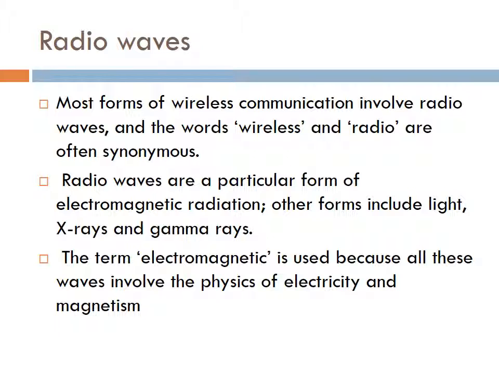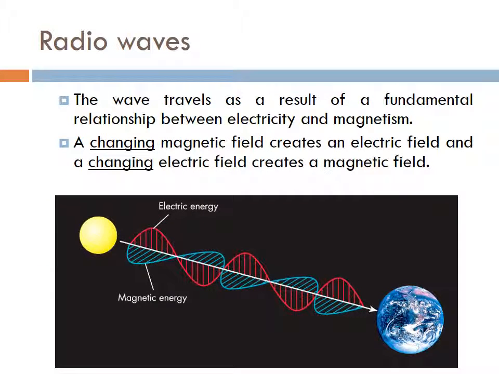So most of wireless communication involves radio waves, and the words wireless and radio are often synonymous in our case. Radio waves are a particular form of electromagnetic radiation. Other forms include light, X-rays, and gamma rays. The term electromagnetic is used because all these waves involve the physics of electricity and magnetism. The wave travels as a result of a fundamental relationship between electricity and magnetism.